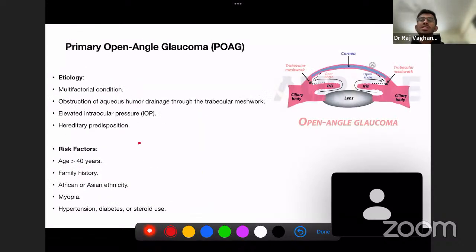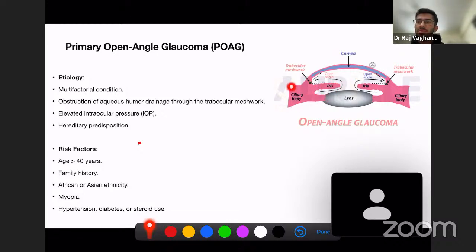Now discussing our main topic, primary open angle glaucoma. What is the etiology of primary open angle glaucoma? First of all, I want you all to focus on the diagram given on the right hand side. This diagram is showing the cornea, the trabecular meshwork, and the open angle. This is the iris, and this is the ciliary body.